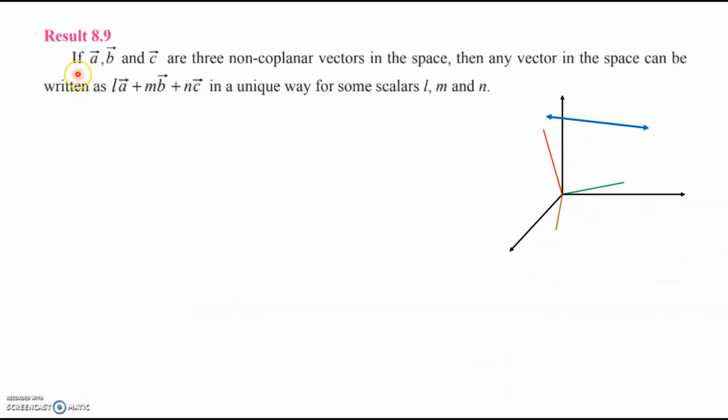In the next result, if vector A, vector B and vector C are three non-coplanar vectors in a space, then any vector in the space can be written as LA vector plus MB vector plus NC vector in a unique way for some scalars L, M and N. So just to illustrate, let's call these vector A, vector B and vector C. Then any vector can be written as LA vector plus MB vector plus NC vector, where L, M and N are all scalar quantities.